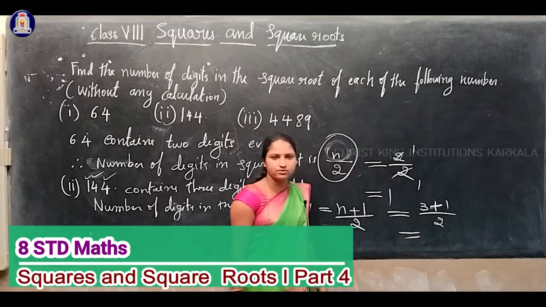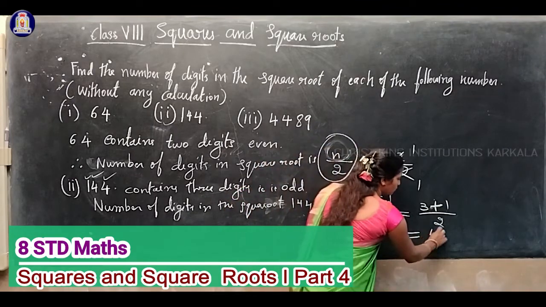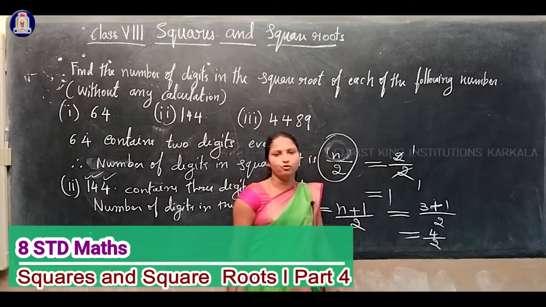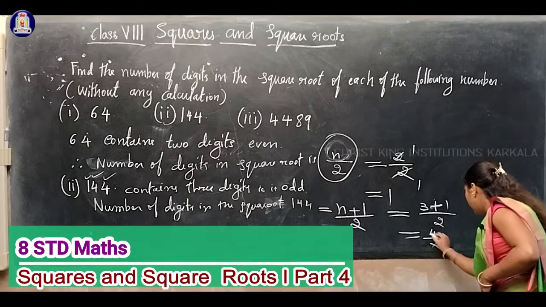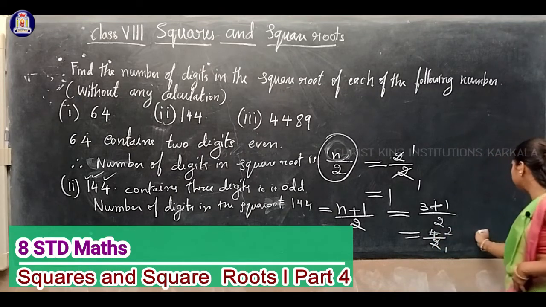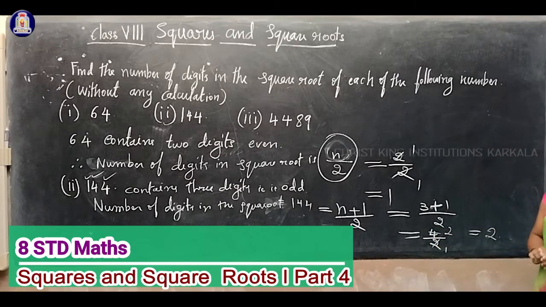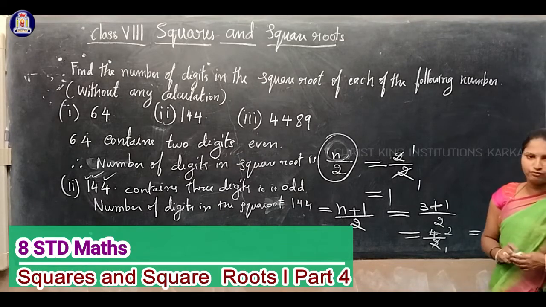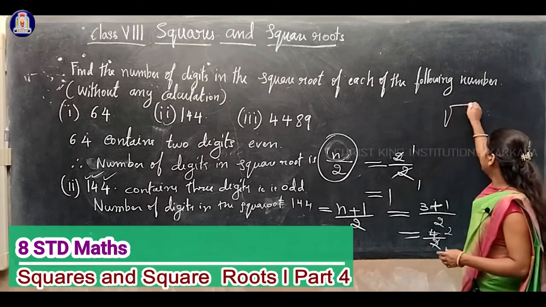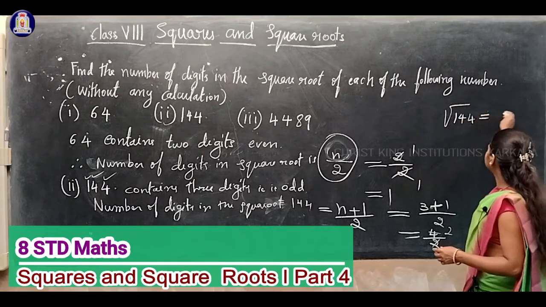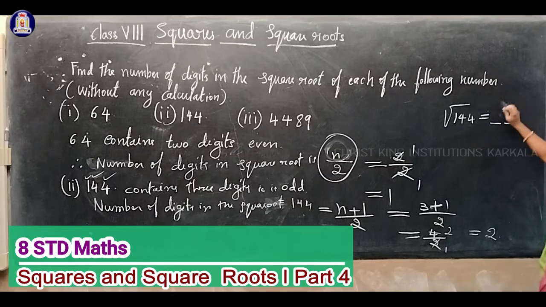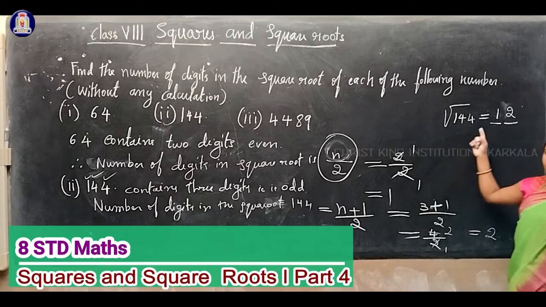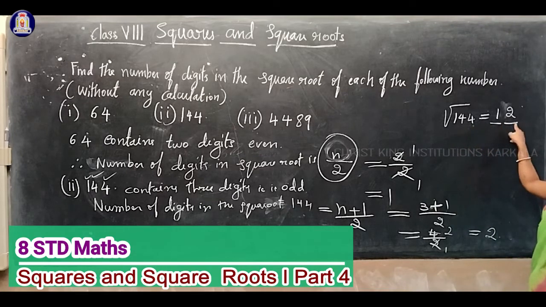What is 3 plus 1? 3 plus 1 is 4. So 4 by 2. If you simplify, 2 ones are 2, 2 twos are 4, so the answer is 2. That means there are 2 digits in the square root of 144. The answer is 12, correct? The square root of 144 is 12.